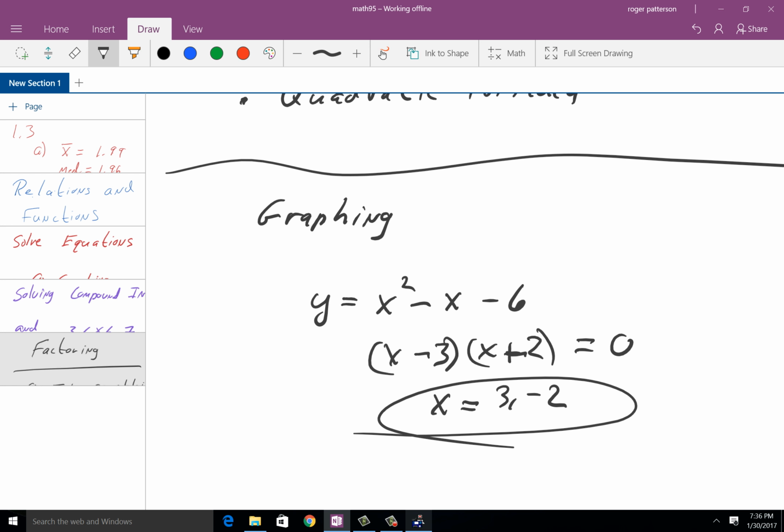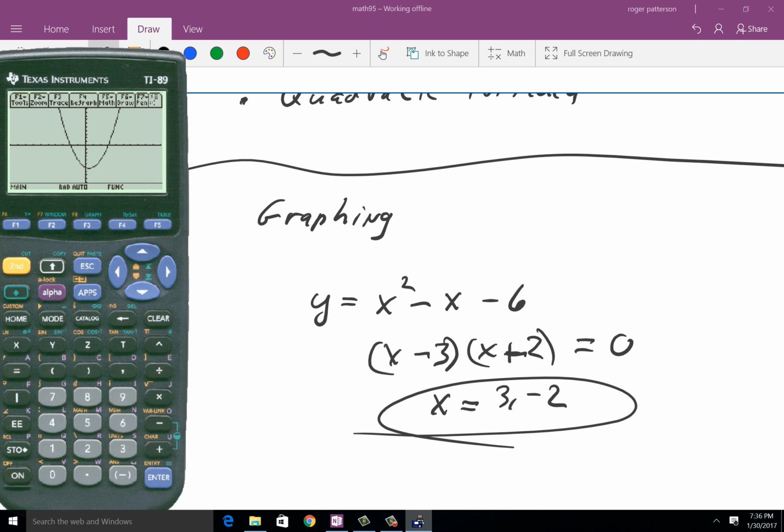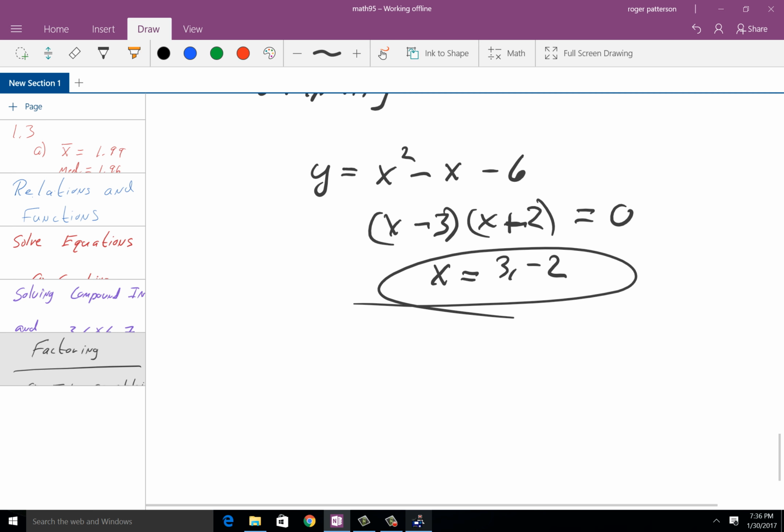Are the Desmos people able to graph these okay and figure them out? It's real easy. All right, so that's that one. Let's try another one here.